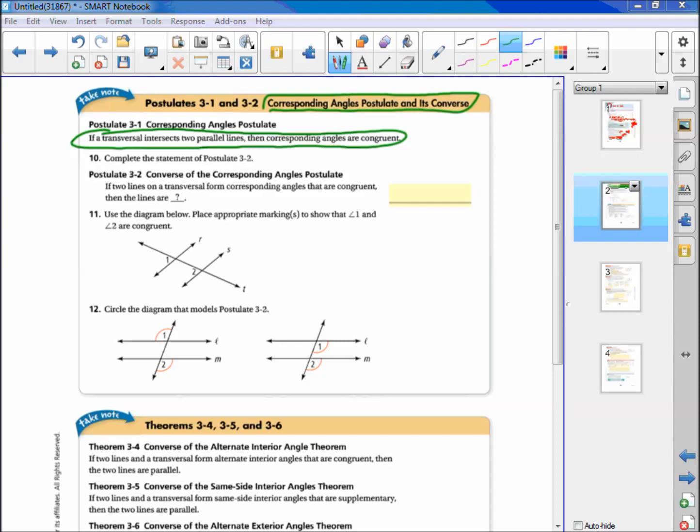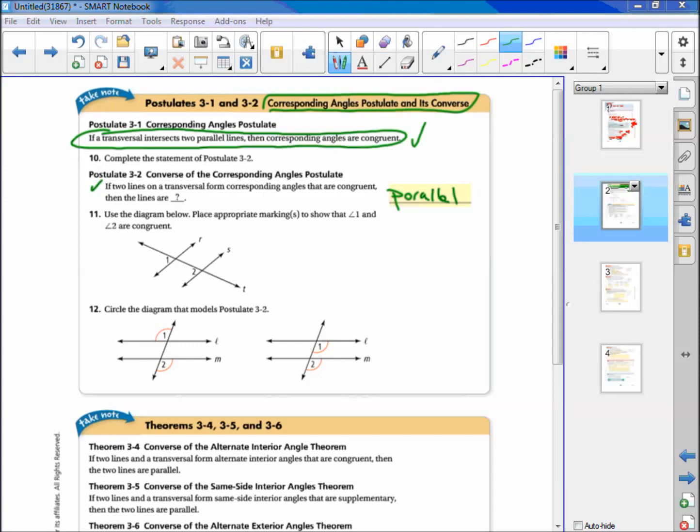Complete the statement for postulate 3.2. Postulate 3.2 is going to be the converse of this statement. So if two lines and a transversal form corresponding angles that are congruent, then the lines are parallel. The converse is just flipping it around. In our first postulate, which we learned last time, with two parallel lines, our corresponding angles were congruent, and now we're going in reverse. If corresponding angles are congruent, then the lines are parallel.